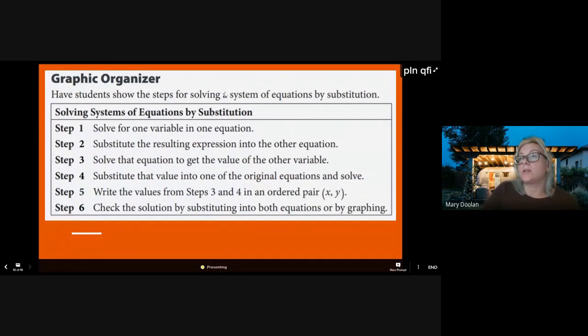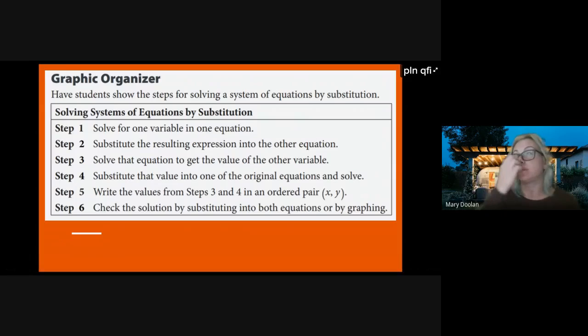Okay, and so again, this is just the steps, a little more detailed than I gave you at the beginning of the lesson. So to solve a system of equations by substitution, you're going to first solve for one variable in one equation, then substitute the resulting expression into the other equation, solve that equation to get the value of the other variable, substitute that value into one of the original equations and solve, and then write the values from step 3 and 4 in an ordered pair. You want to check your work either by substituting into both equations or by graphing.